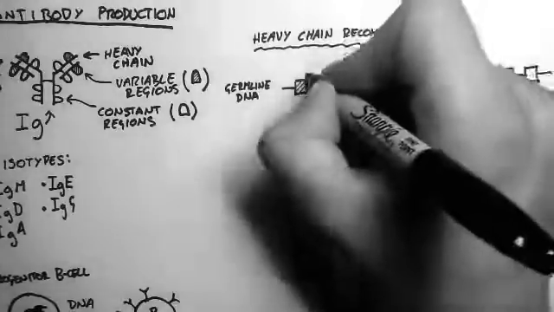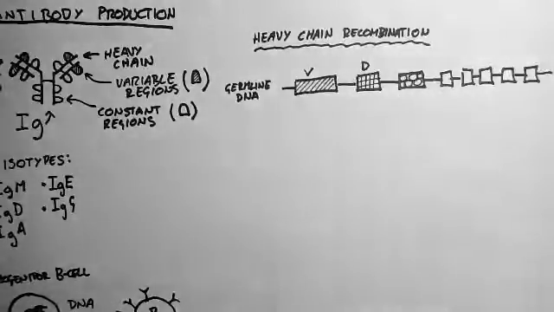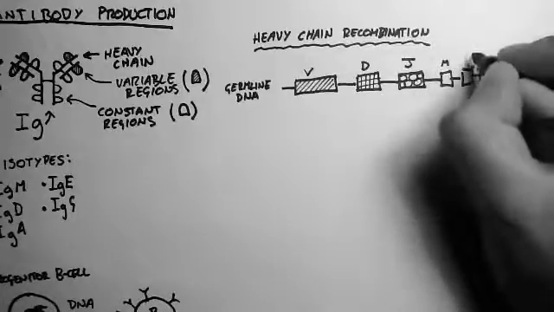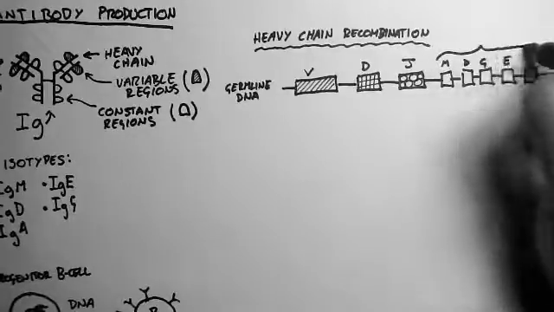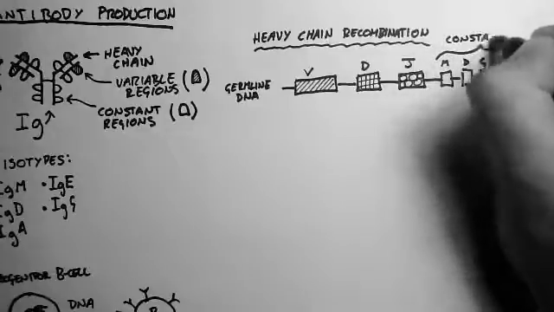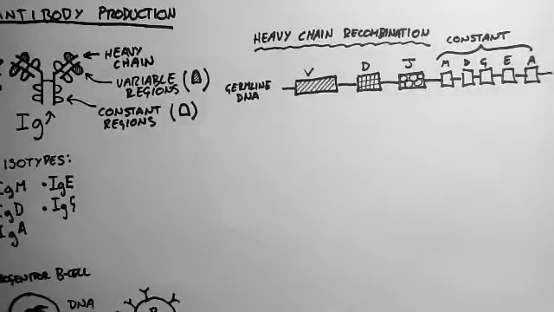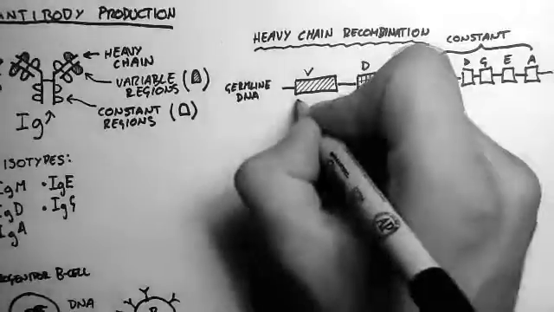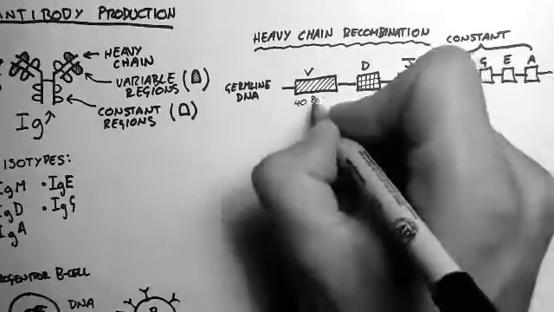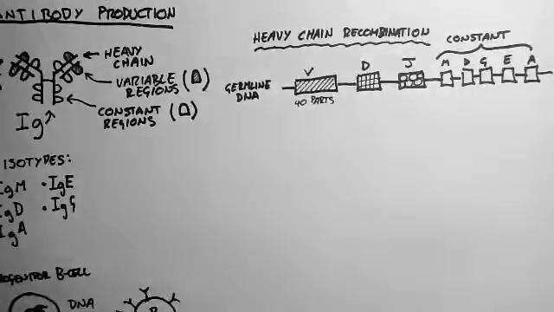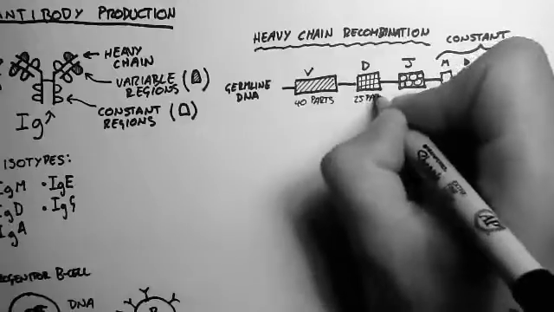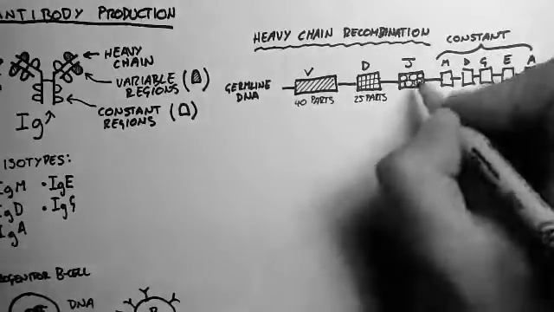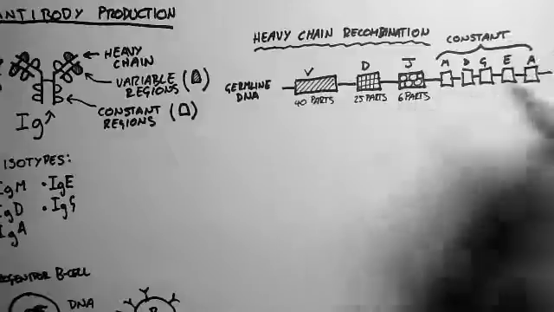This region is called the V region for variable, this one the D region for diversity, the J region for joining, and then an M, a D, a G, an E, and an A region. And these regions are the constant regions. You might already notice that they're the types of isotype we talked about before. Now there are 40 parts to the V region. There are 25 parts to the D region, 6 parts to the J region.